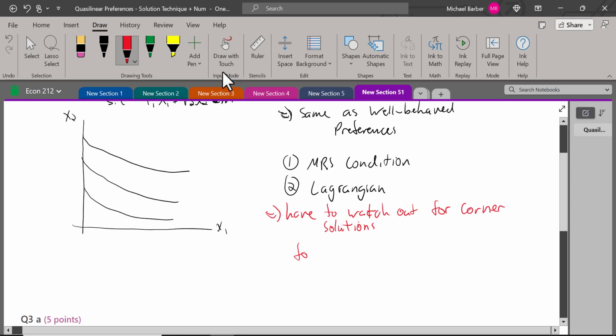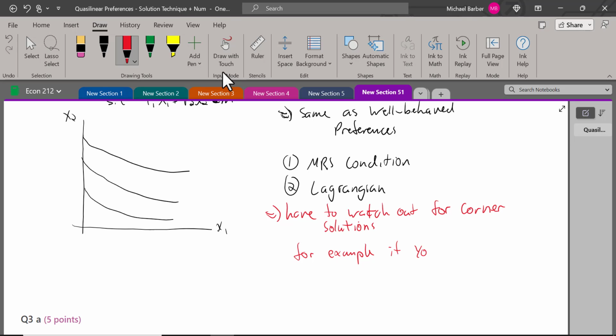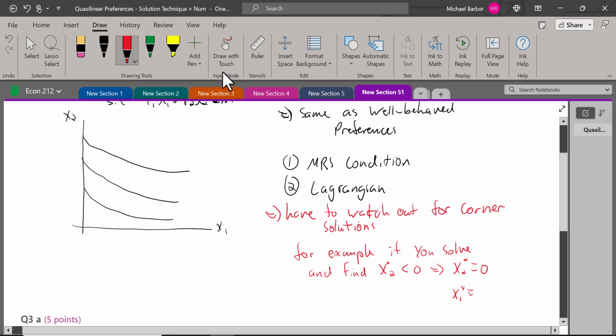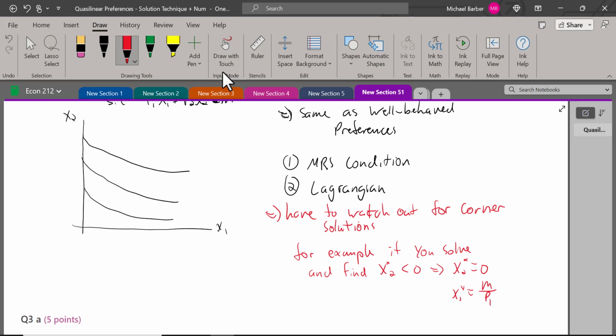So for example, if you solve and find x2 is less than 0, all this means is x2 star actually equals 0, and x1 star is going to equal, spending our whole budget on it. And same with the other way around, right? If you got x1 is less than 0, it just means x1 star is equal to 0, and you spend your whole budget on good 2.